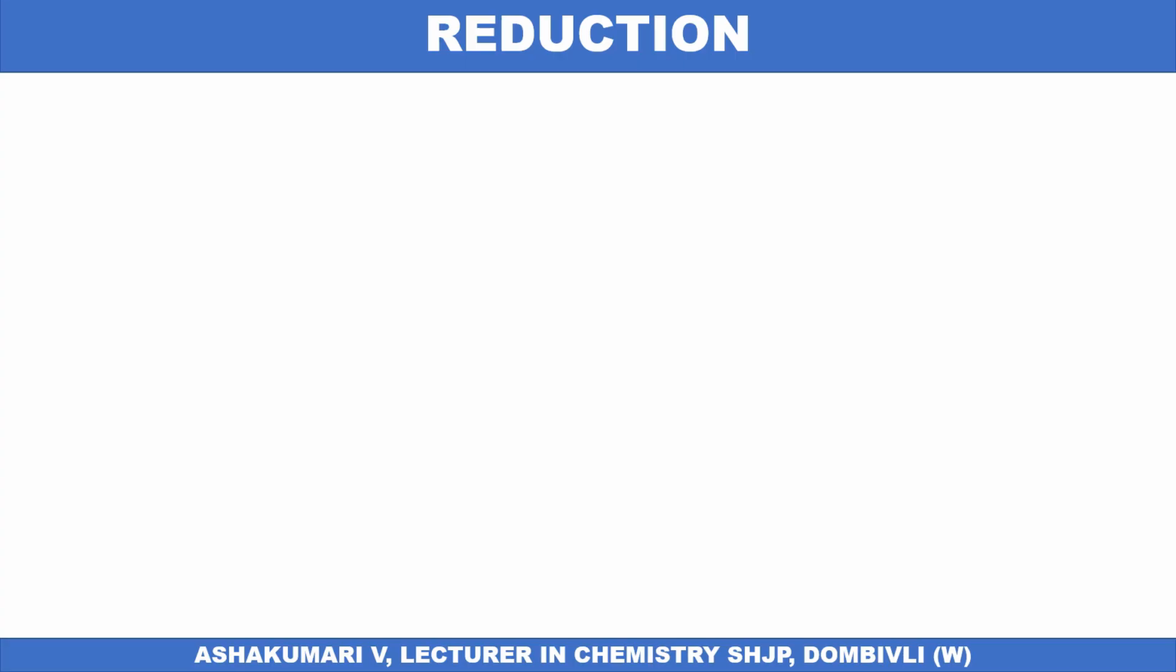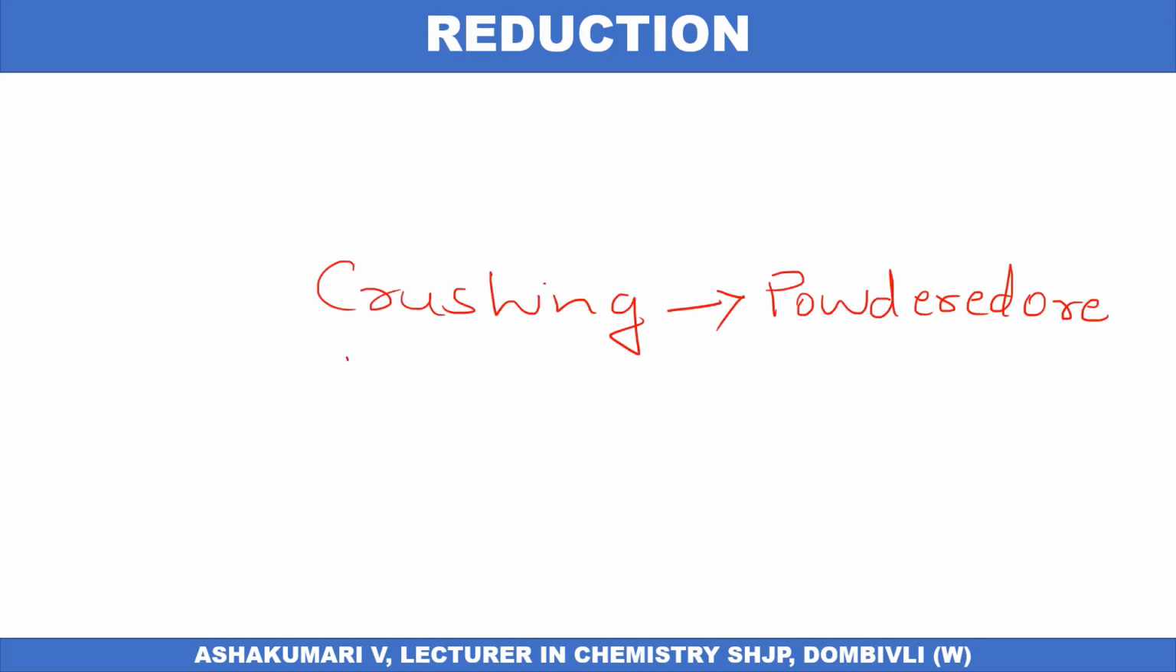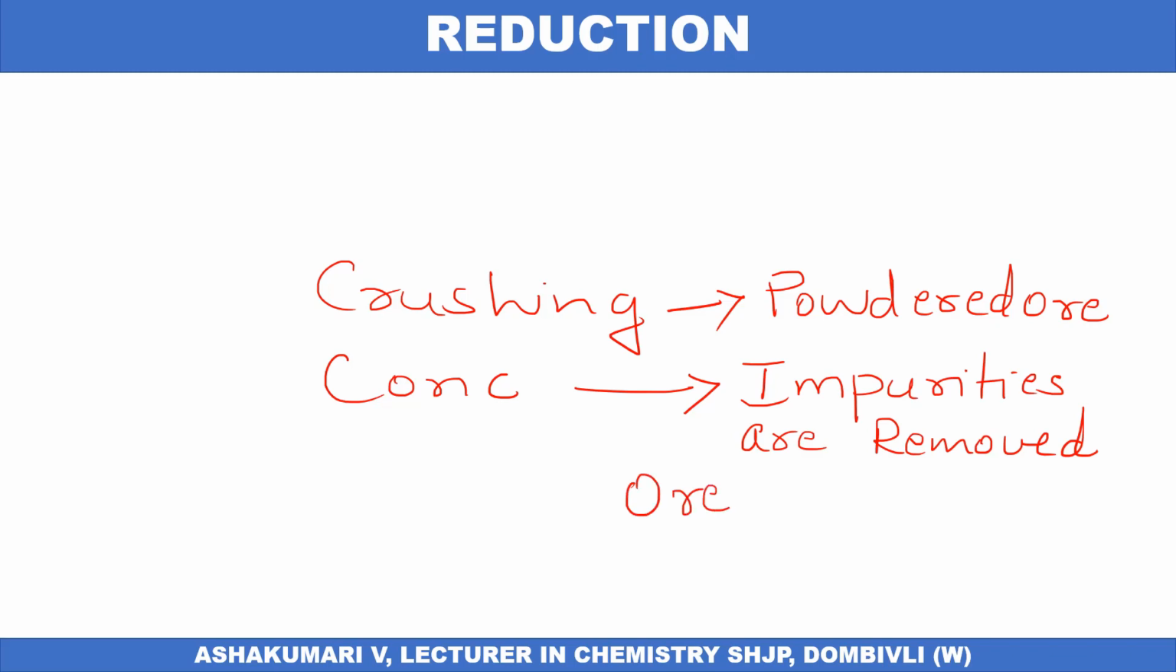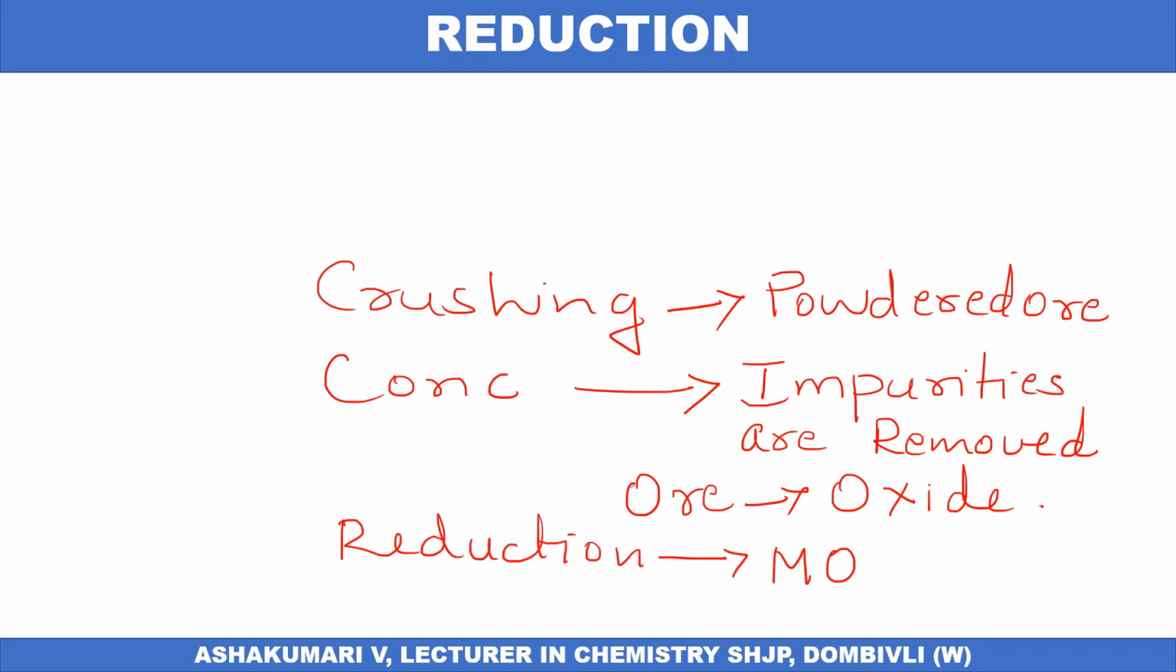Hope all of you have understood the first two steps involved in metallurgical operation. In the first step, that is crushing, we obtain powdered ore. In the second step, that is concentration, impurities are removed from the ore and the ore is converted into its oxide. In the third step, that is reduction, oxide ore is reduced to its metallic state. In this video, we shall study about reduction in detail.